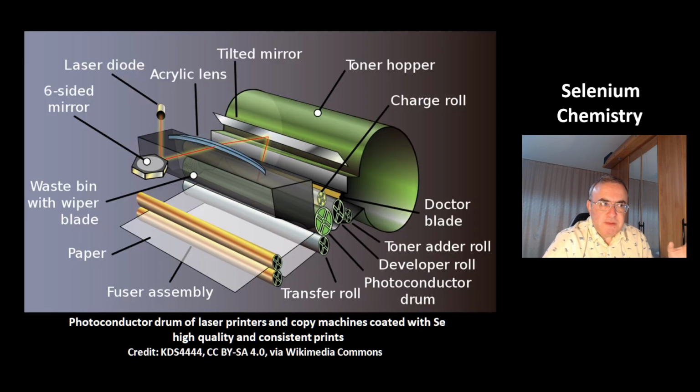This is a picture of how the laser printer is built. The photoconductor drum, that's here. This part in laser printers and copy machines is coated with selenium. This gives you higher quality and consistent prints.